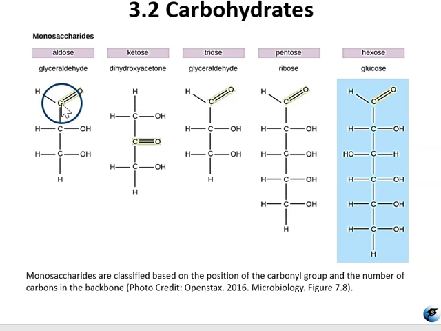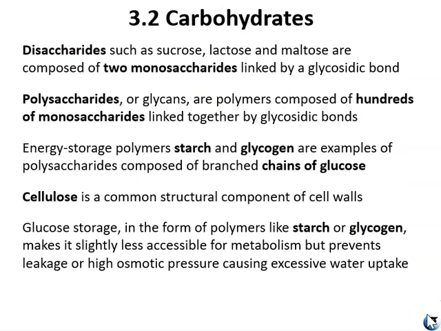Is this carbon 1 or is this carbon 1? If this is carbon 1, then you're looking at an aldose. If this is carbon 1, then 1, 2, 3, you're looking at a triose. Ribose sugar has the oxygen joined to the 5th carbon, and in hexose, glucose, oxygen is bound to the 6th carbon. Simple carbohydrates contain just 1 or 2 sugars, such as fructose or galactose.